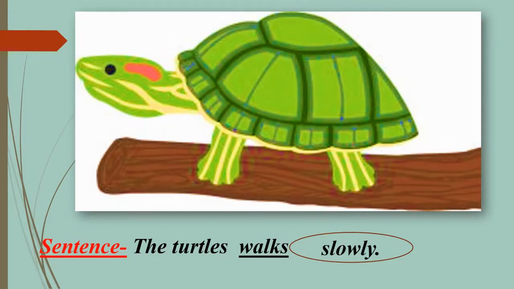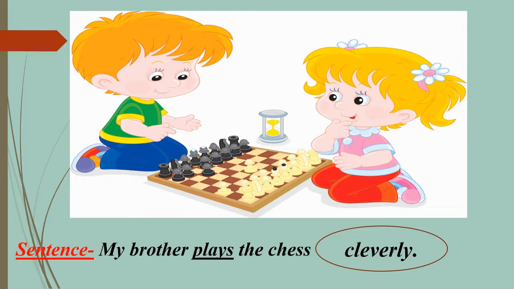And the second sentence is, the turtles walks slowly. Children, you can see in this sentence I have underlined the verb, that is walks, and I have circled the adverb, that is slowly. So, you also have to use suitable adverbs to make the sentences. Here, one more example for you. My brother plays the chess cleverly. Children, you can see I have circled the adverb, that is cleverly, and underlined the verb, that is plays. So, you will use suitable adverb to make the sentences.